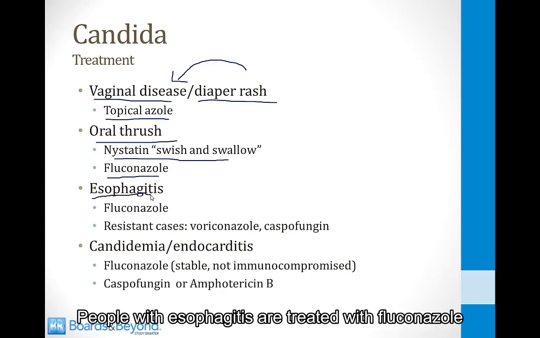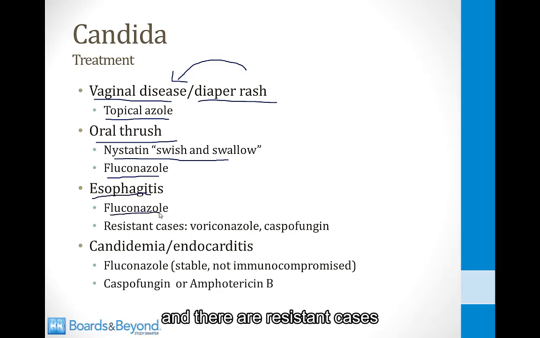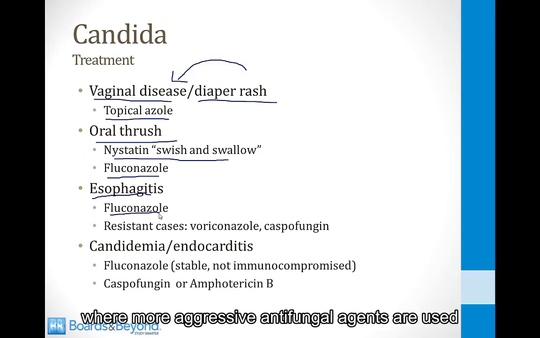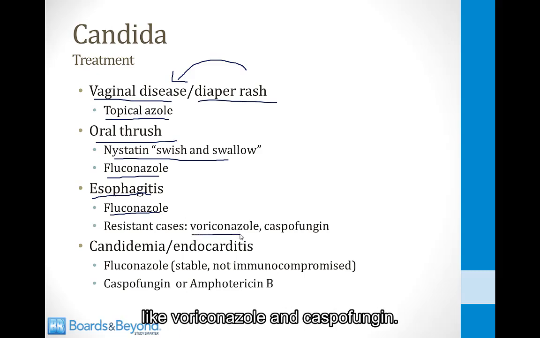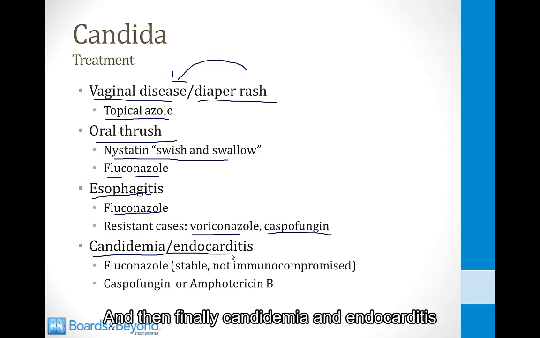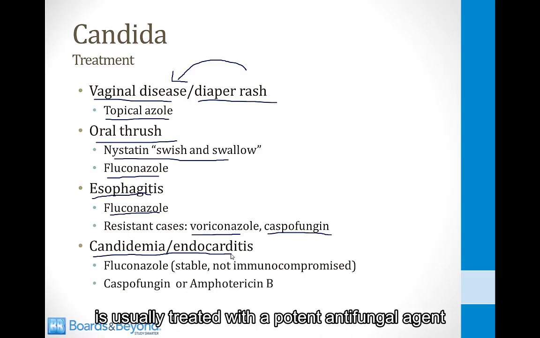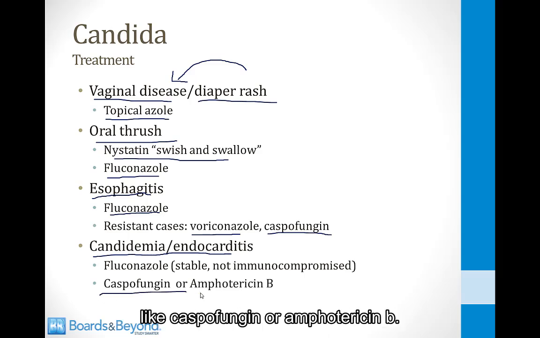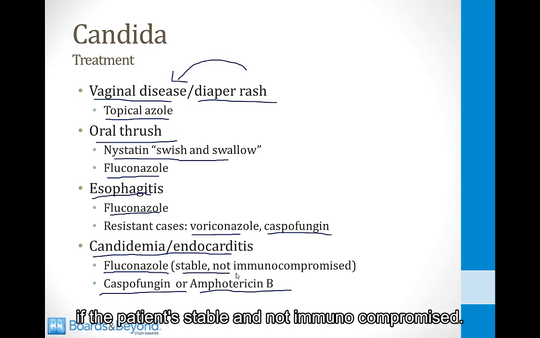People with esophagitis are treated with fluconazole, and there are resistant cases where more aggressive antifungal agents are used, like voriconazole and caspofungin. And then finally, candidemia and endocarditis is usually treated with a potent antifungal agent like caspofungin or amphotericin B. You can sometimes use fluconazole if the patient's stable and not immunocompromised.